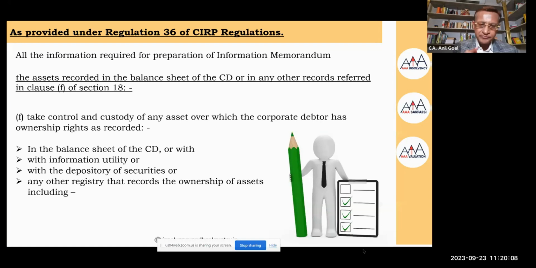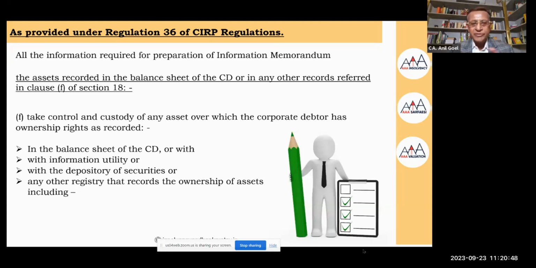Now, clause F of section 18 says, take control and custody of any asset over which the corporate debtor has ownership rights, as recorded in the balance sheet of the corporate debtor, or with the information utility, or with the depository of securities, NSDL and CDSL, etc. Any other registry that records the ownership of the assets, like registrar of documents, registrar of trademarks, registrar of vessels, registrar of motor vehicles.